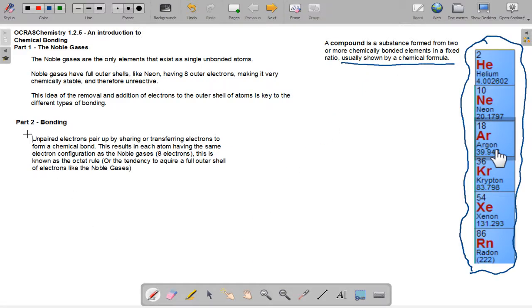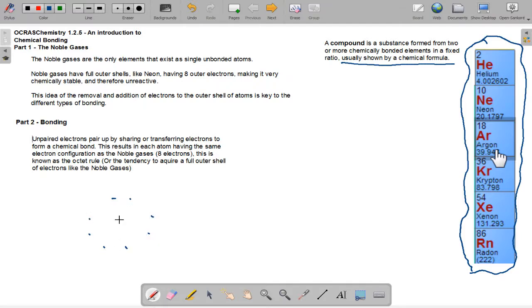And part 2, bonding. Unpaired electrons pair up by sharing or transferring electrons to form a chemical bond. This results in each atom having the same electron configuration as the noble gases. This is known as the octet rule, or the tendency to acquire a full outer shell of electrons.